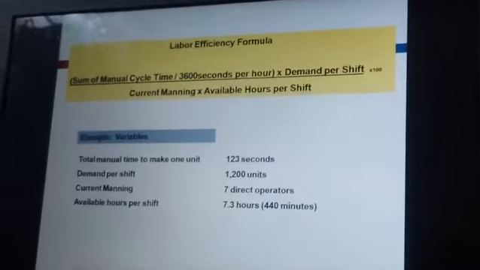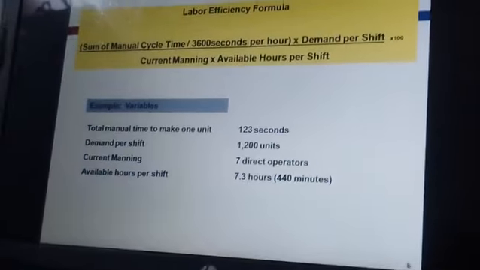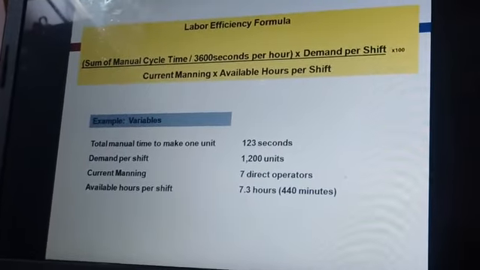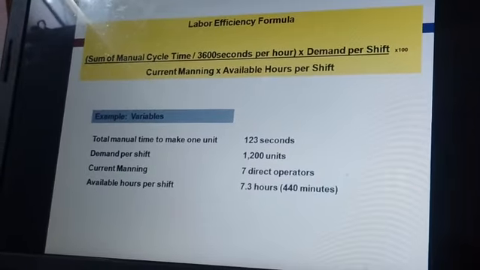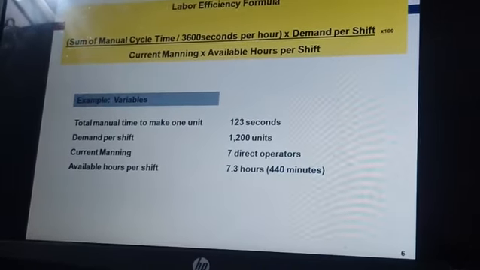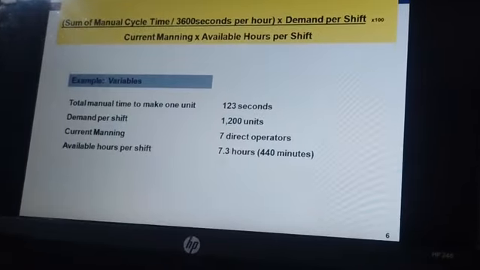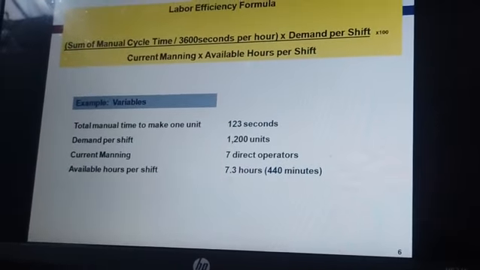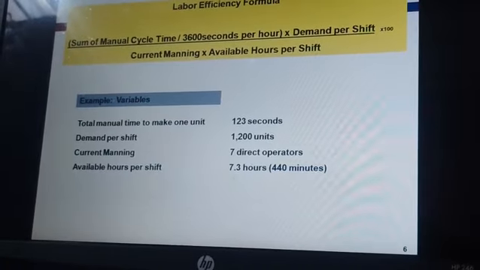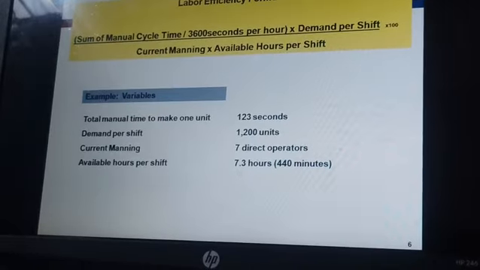Another one is the labor efficiency calculation. The formula is the sum of manual cycle time divided by 3,600 seconds per hour, multiplied by demand per shift, divided by current manning times available hours per shift, times 100, because it is an efficiency calculation. For example, the variables: total manual time to make 1 unit is 123 seconds, demand per shift 1,200 units, current manning 7 direct operators, available hours per shift 7.3 hours.